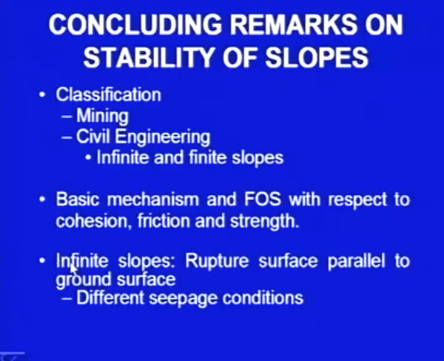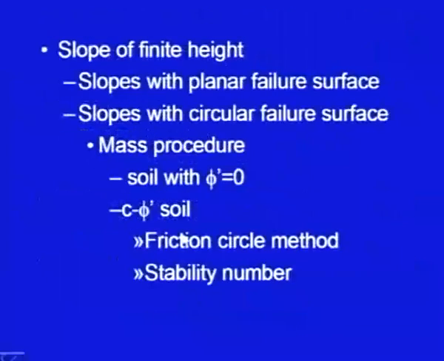Then we took up the cases of infinite slopes in detail. Infinite slopes have their rupture surfaces parallel to the ground surface, and we considered various types of seepage conditions there. Then we started the finite height slopes. There we discussed slopes with planar failure surfaces where discontinuities are present in the mass, for example in the case of shales and other rocks. Then we started the slopes with circular failure surfaces where the material is homogeneous.